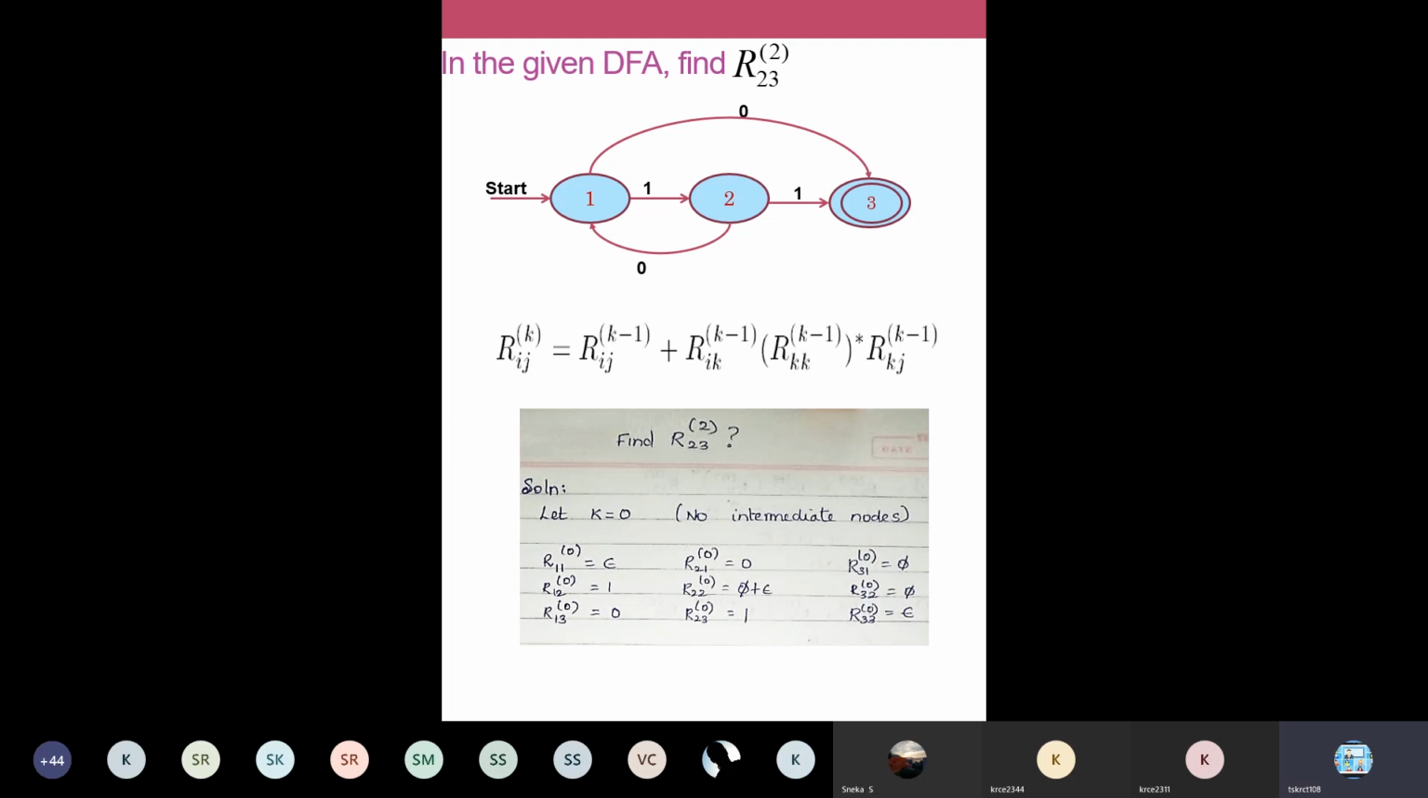Similarly, at level 1 also, you have to find out these 9 regular expressions. So for that, you're going to use this formula. In the first step, you don't apply any formula. Directly, you take the edges in your diagram. But from the second step onwards, from k is equal to 1 onwards, you're going to apply this formula. So here, when you're applying it in your formula, your k will become 1. K minus 1 will become 0. So everything on the right hand side will become 0 in the superscript.